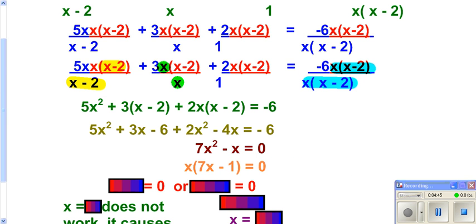You now have, once again, two things multiplied together to give you 0. So either the first thing, which is our x, has to be 0, or the second thing has to be 0.